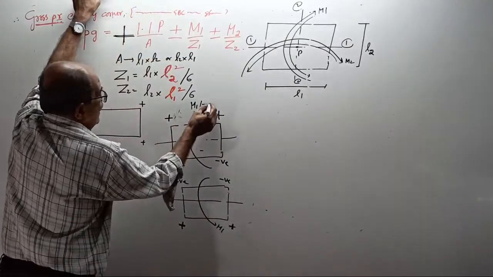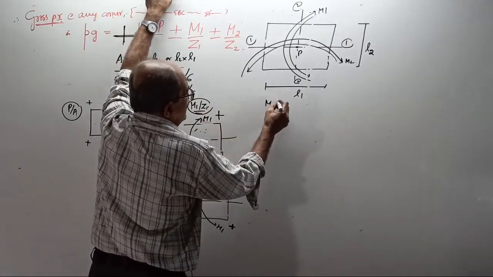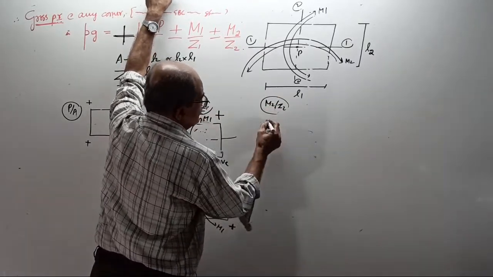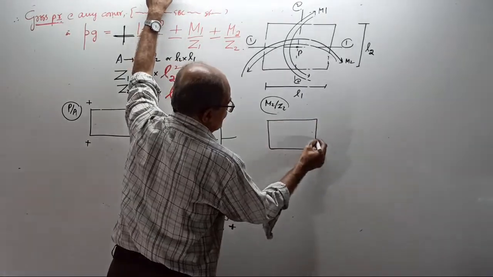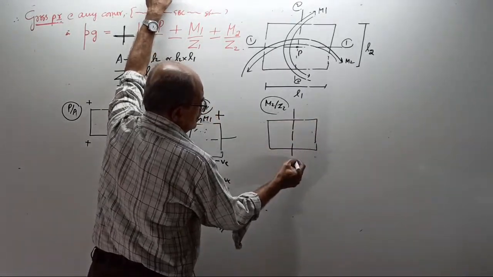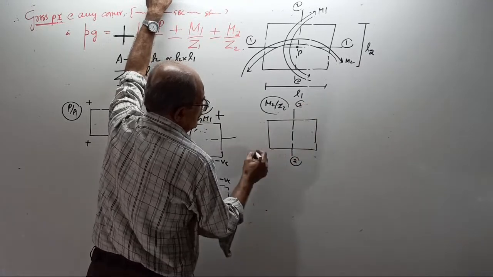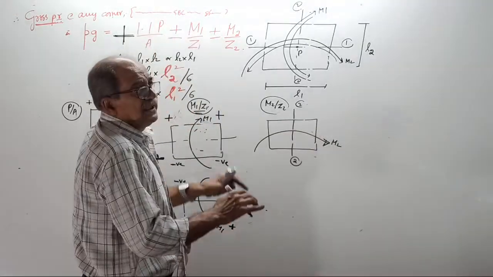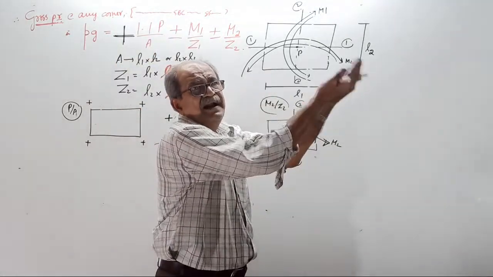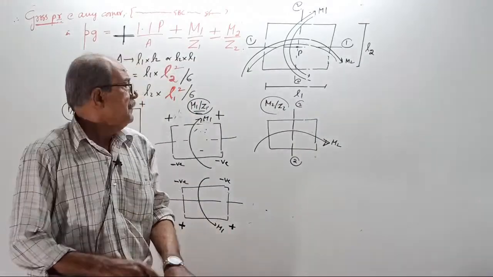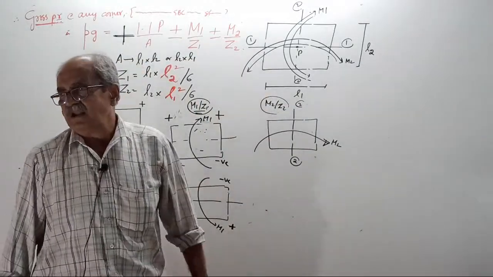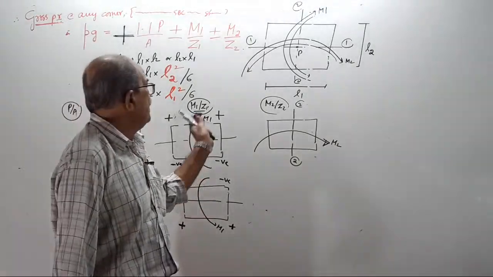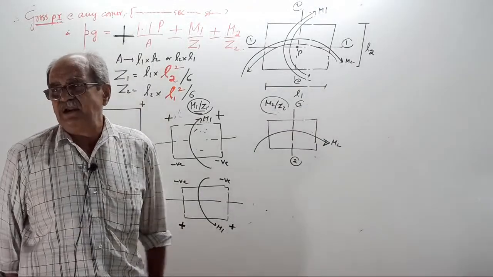This is P by A, this is M1 by Z1. Consider M2 by Z2. Two cases. If M2 is this way, tell the answer. Is the pressing of the soil on the right side or the left side? If M2 is like this, will the pressing be on the right or the left side?